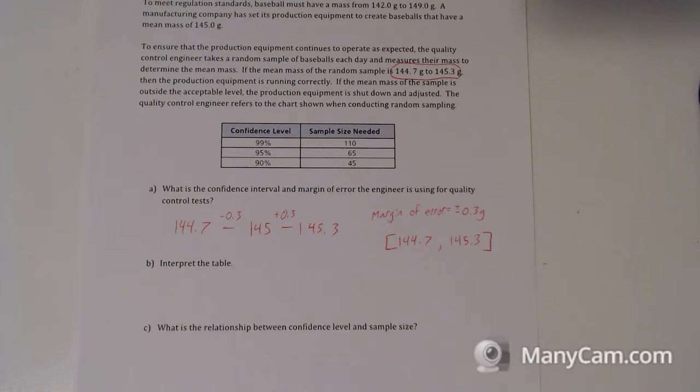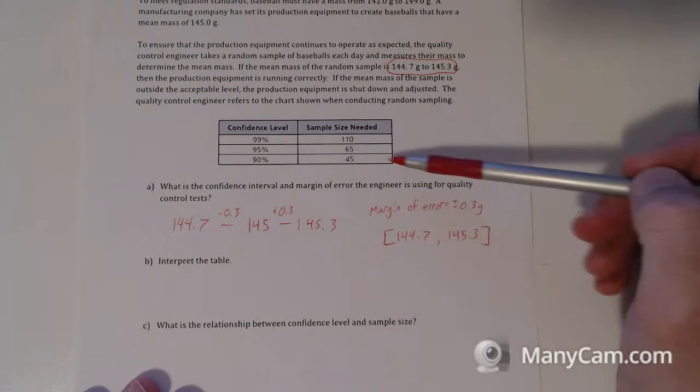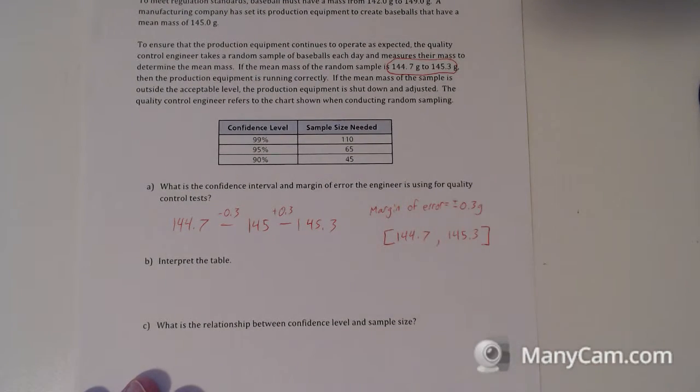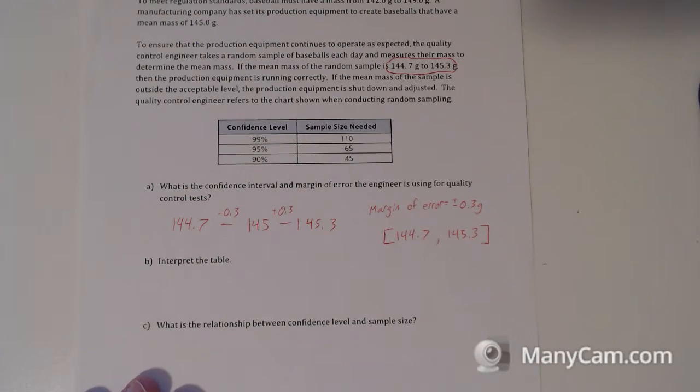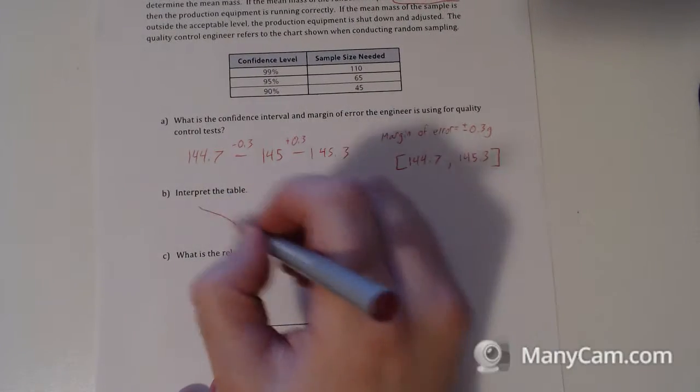And with only 45, he's only 90% sure. So 90 really isn't probably good enough. You probably wouldn't want your quality control person only doing 45 balls an hour. So that's what that means. We'll skip the rest of that.